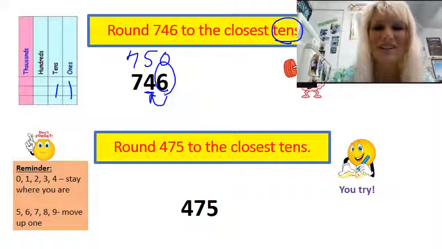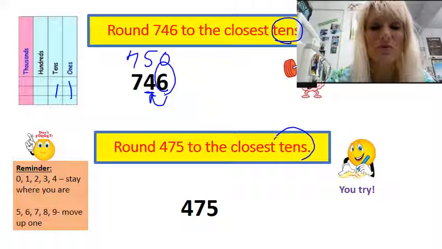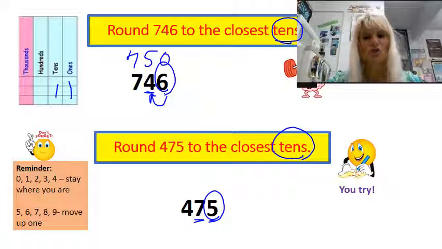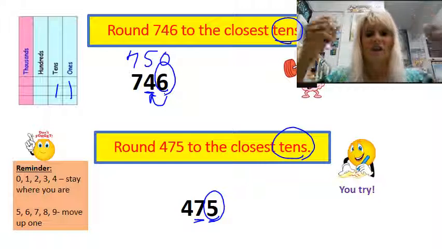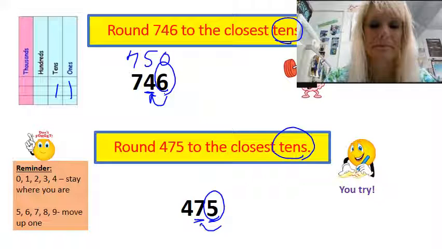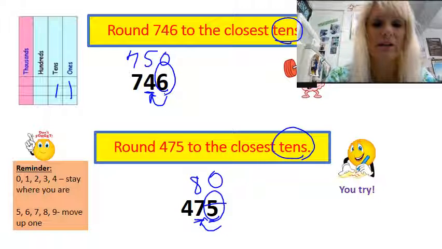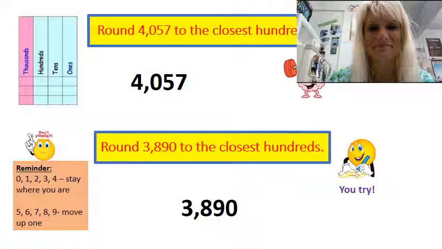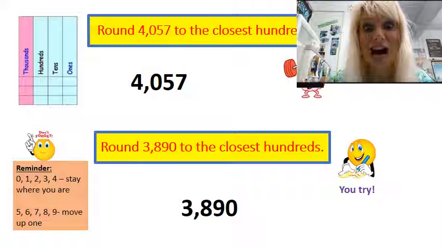Okay, here we go. You had to round to the closest 10 also. So 1's, 10's, we underline the 10's position, circle its neighbor or its helper. 0, 1, 2, 3, 4, 5. It's going to bump it up to 8. This becomes a 0 right here. 480. All right, now we're going to try something to the closest hundreds.